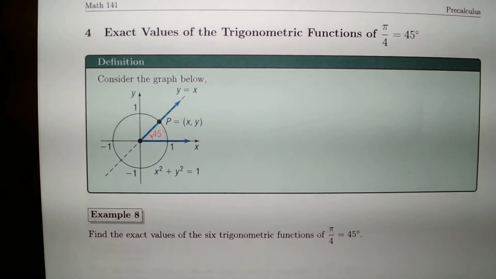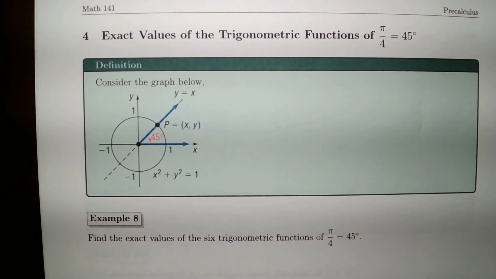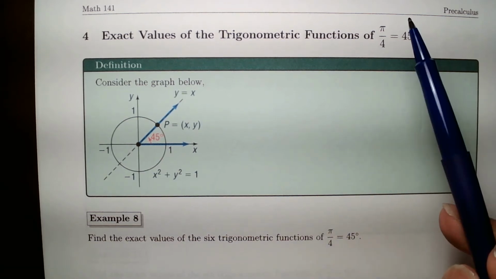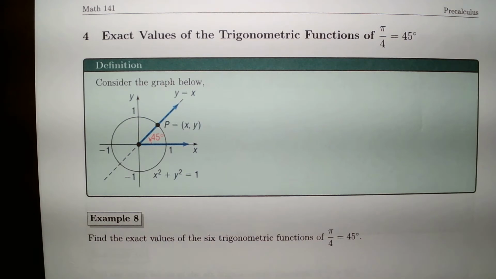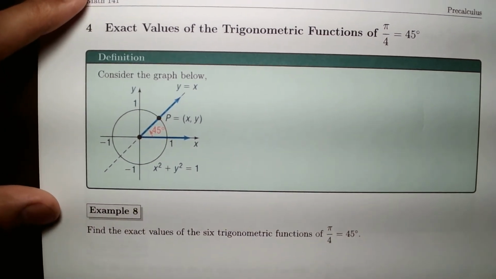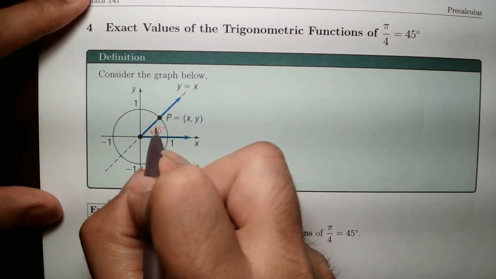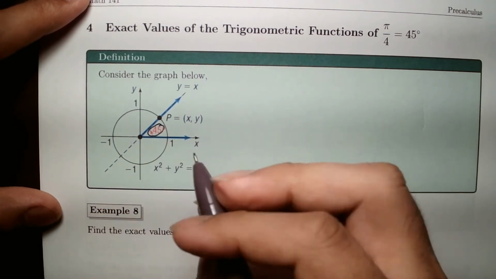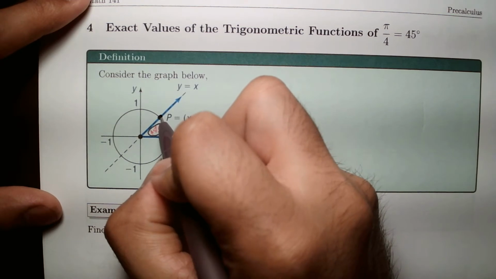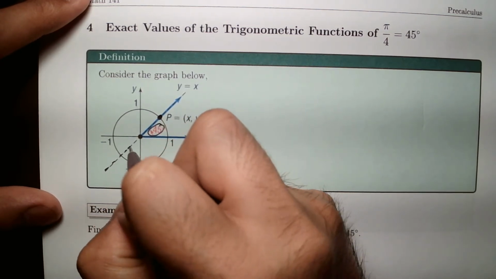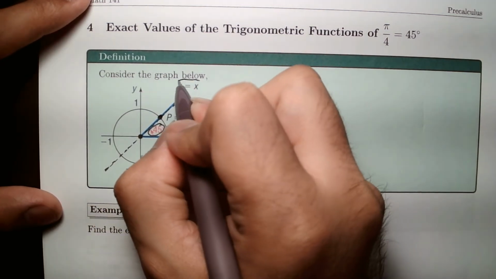Okay, let's look for other very, very popular angles that we are going to use. 45 degrees, which in radians is pi over 4. So we're going to consider the picture below. Well, so what about that picture? So in this case, if we look for a 45-degree angle, this point will actually intersect with the line y equals x.